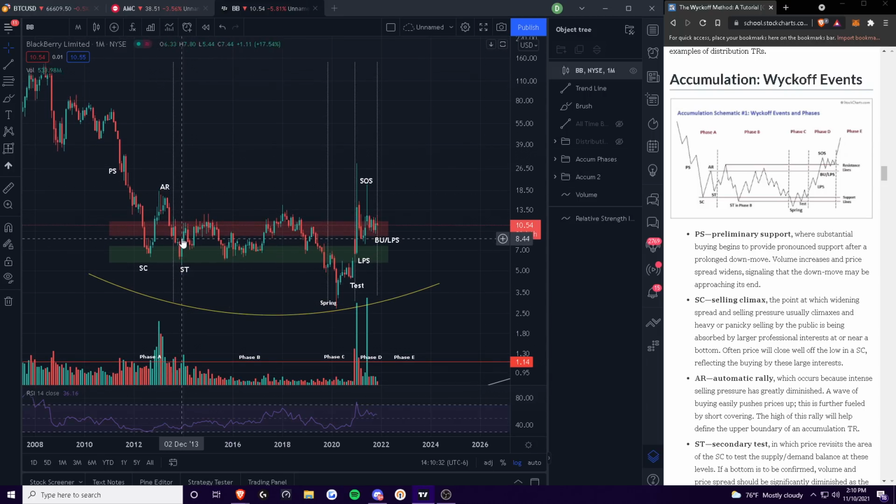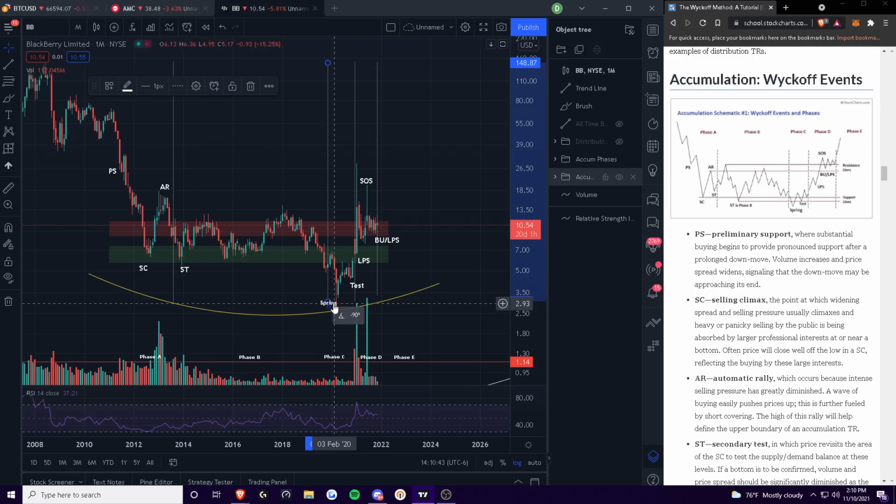They sold it off to scare retail out. And eventually they just worked over the course of years to shake people out of their positions. And then ultimately they created this spring. See this big red wick right here?